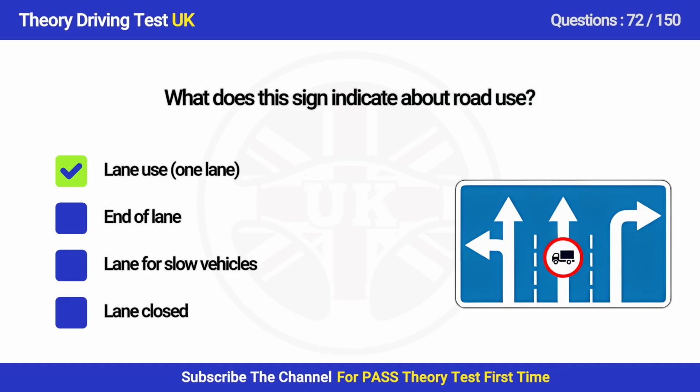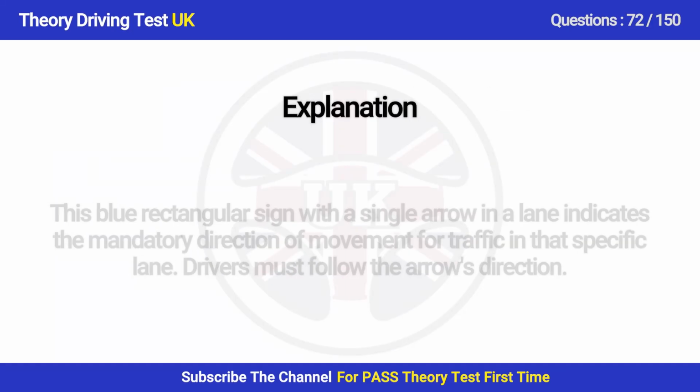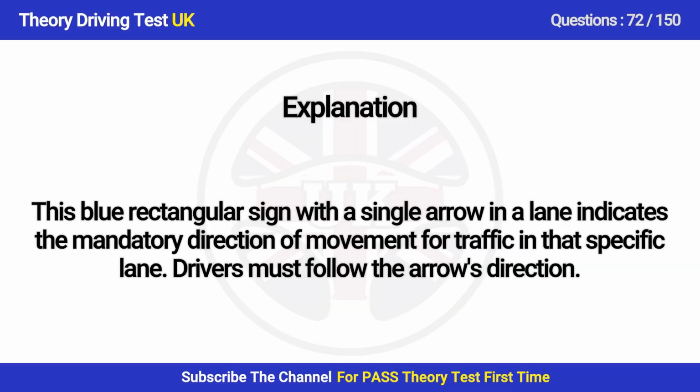Answer is A. Lane use 1 lane. This blue rectangular sign with a single arrow in a lane indicates the mandatory direction of movement for traffic in that specific lane. Drivers must follow the arrow's direction.